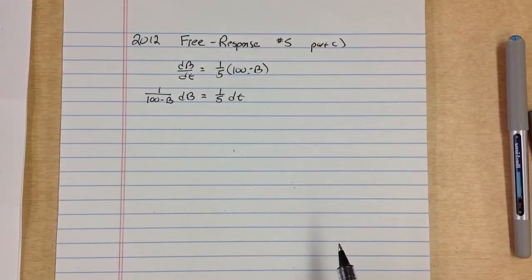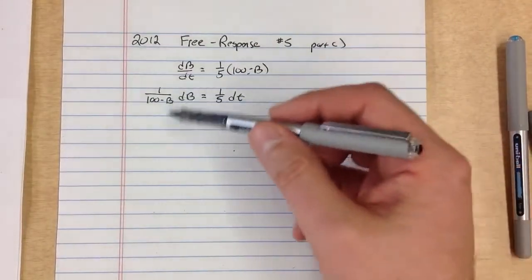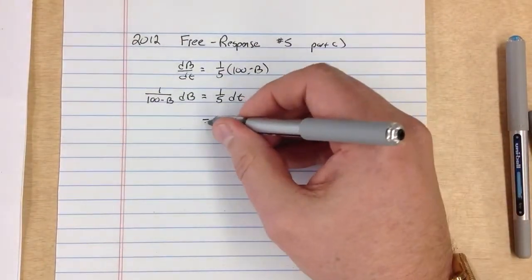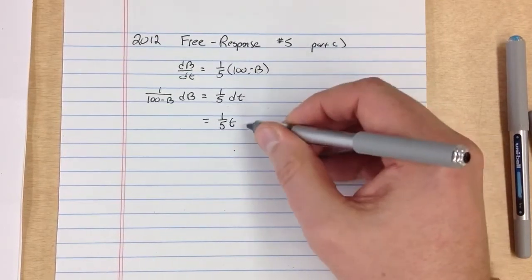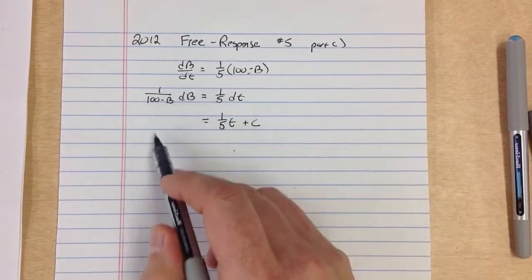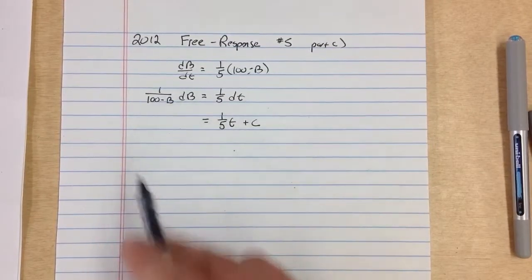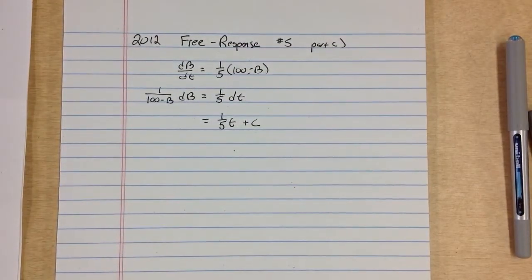So now I've got my B's on this side, my dt's on this side, so I've separated my variables. Now my next step is I need to integrate both sides. This side is easy to integrate. 1/5, if I integrate it, is going to be just 1/5 t, and then I have a plus C there. On this side, I have to keep in mind how I'm going to do this integral with this 100 minus B in the denominator.